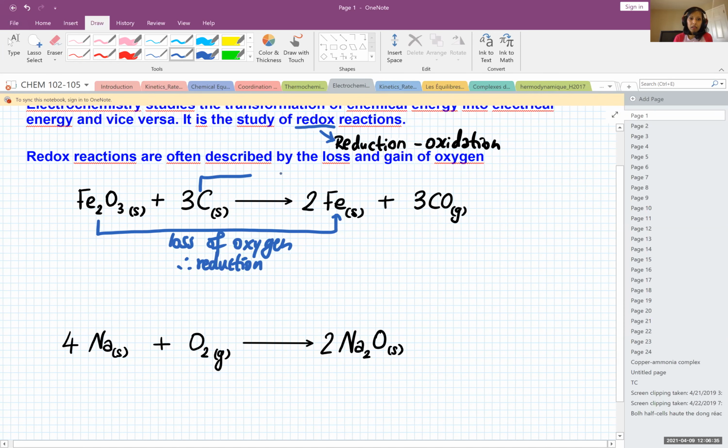On the other hand, carbon has gained oxygen and has been converted to carbon monoxide. So this is a gain of oxygen, and I'm talking in terms of oxygen transfer here. Therefore, this is oxidation. So very simple.